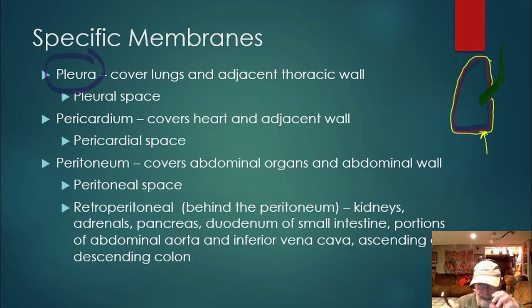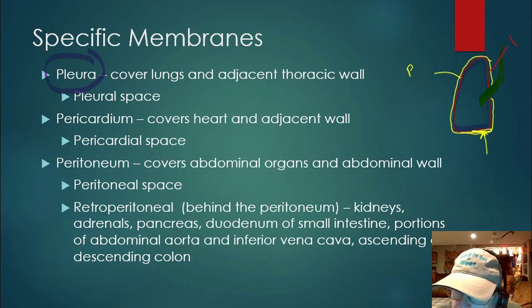It's not like a lot. It's just a thin layer, and it fills this little gap. This is called the pleural space, between the parietal and the visceral pleura. The pleura that covers the inside of the chest cavity is called the parietal. The one that covers the surface of the lung is called the visceral layer.